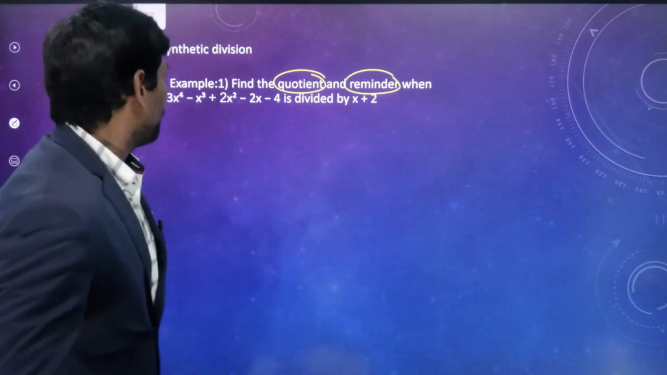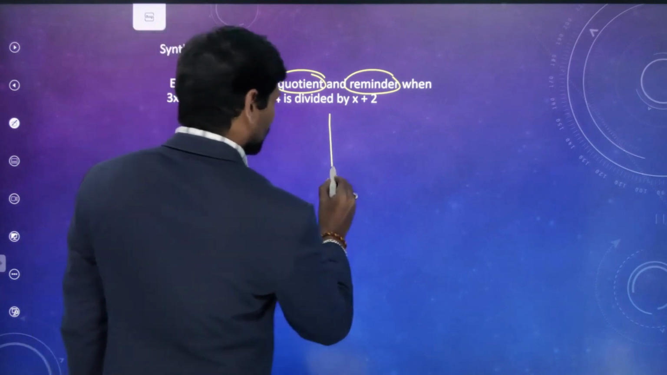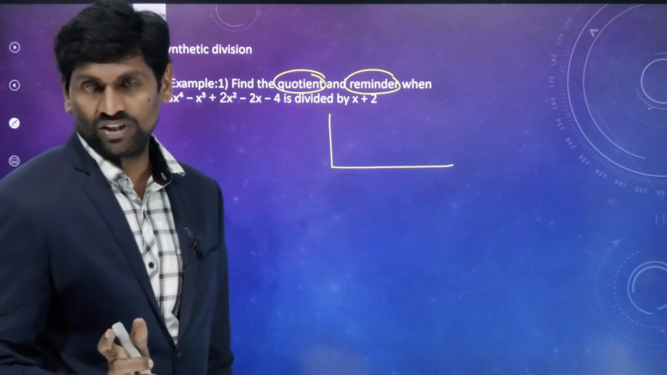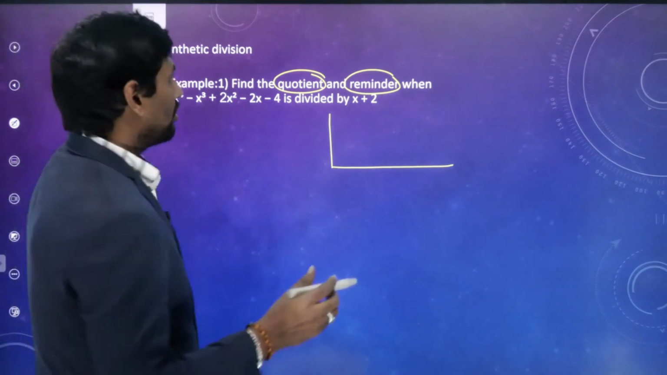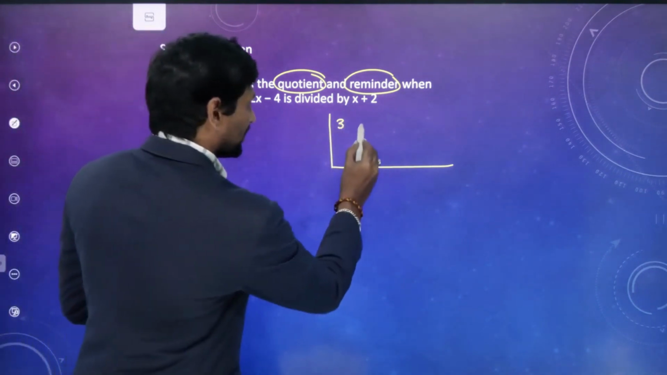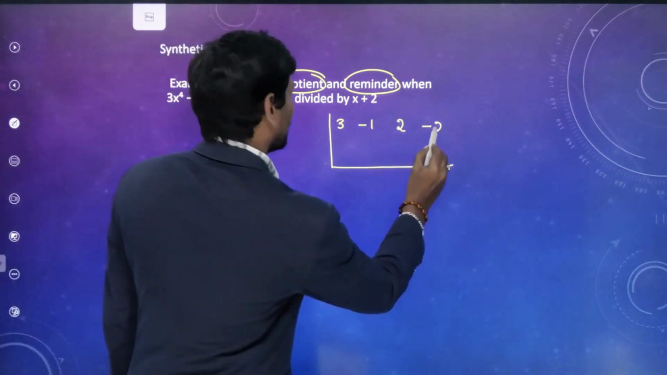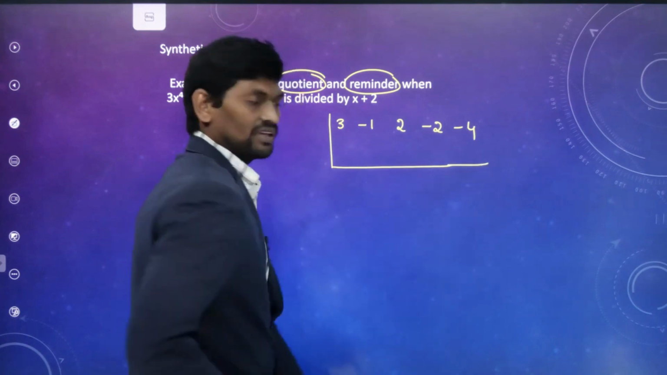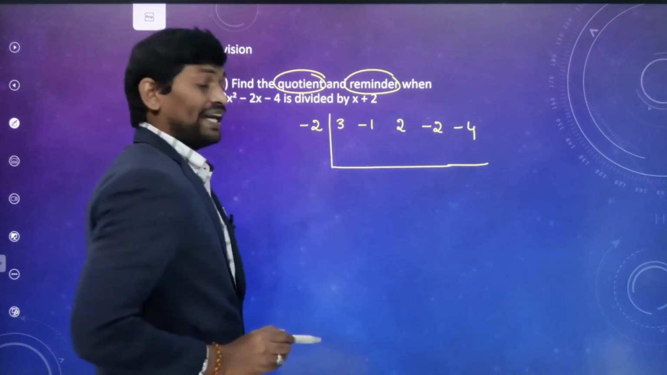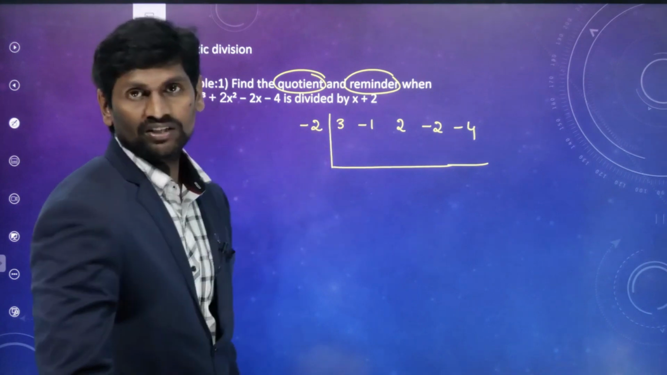So by synthetic division, let us identify that. How to do the synthetic division? We need to take all the coefficients of the variables, even the constant term also. The coefficient here is 3, the x cube coefficient is minus 1, the x square coefficient is 2, the x coefficient is minus 2, and the constant term is minus 4. Whenever it is divisible by x plus 2, we need to take minus 2. If it is divisible by x minus 2, we have to take plus 2. Here x plus 2 is given, so we take minus 2.